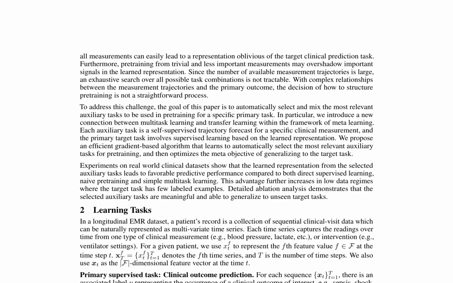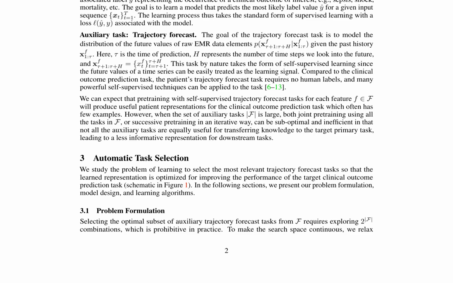Pre-training with self-supervised trajectory forecast tasks can produce useful patient representations, but when the set of auxiliary tasks is large, joint pre-training or successive pre-training can be suboptimal and inefficient. To address this, the problem of learning to select the most relevant trajectory forecast tasks is formulated, requiring exploration of 2^F combinations. To make the search space continuous, the problem is relaxed, and a model is designed to learn the optimal subset of auxiliary tasks.